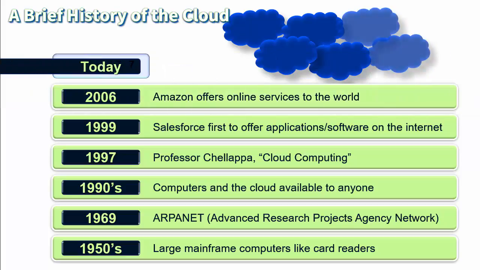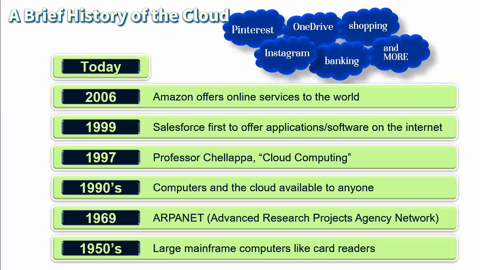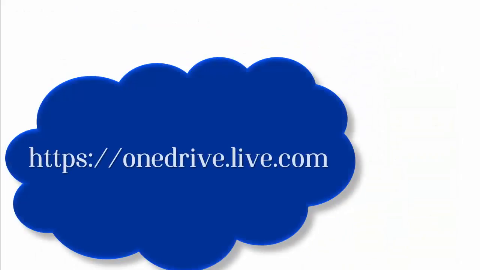And today, there are so many thousands of options, but a few of the popular: Pinterest, Instagram, OneDrive, banking, shopping, and there are a bazillion other things that people do online. Many options for you to be online and working online. So what is the cloud? The cloud is accessing the internet via some sort of device that has an internet connection. That's all it is. It's as simple as that. And in this course, what we're going to take a look at is the OneDrive and how you get to the OneDrive, how you use the OneDrive, and how you can store files online.